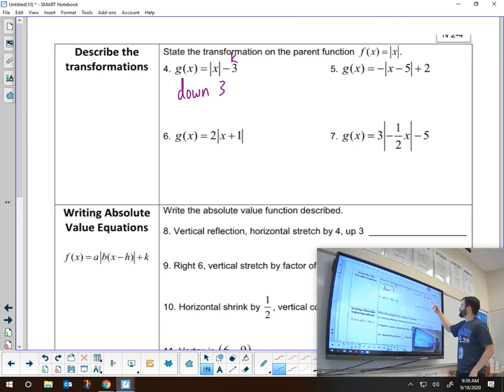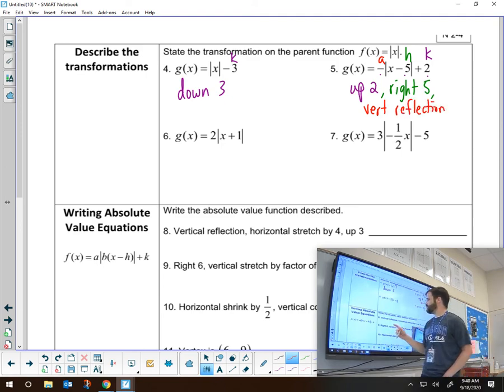Let's take a look at this one. Well, I have a negative in front, we have a minus 5, and we have a plus 2. So that plus 2 is pretty easy. That means we're going to go up 2, right? Because that's my k. Now my h here, remember, it's backwards, and so that controls my left and right. And so what I'm going to do here is I'm going to go right 5. Then, lastly, my negative out in front, we have a negative a. And so it's just still 1, but it's negative, so we're going to have a vertical reflection.